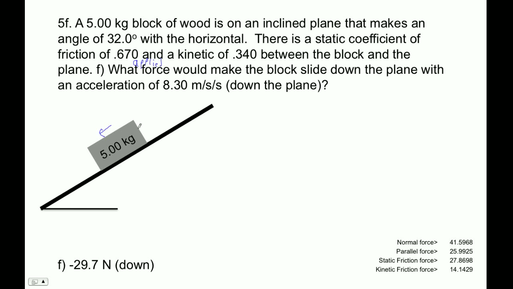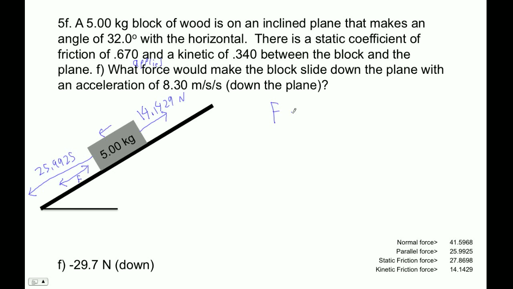So this is important. That means that the kinetic friction force of 14.1429, if you want to know where that comes from, watch 5A, that's going to be acting up the plane. Parallel force is always down the plane. Like there he is, so 25.99. And then there's going to be some unknown force here. We can't tell if it's up the plane or down the plane. Okay, we'll just call it F.